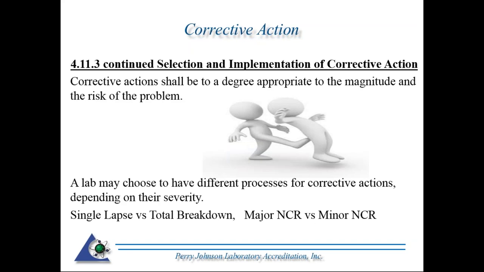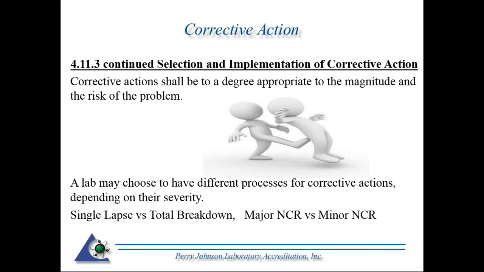So next one here is still coming under selection and implementation of corrective action. Corrective action shall be to a degree appropriate to the magnitude and the risk of the problem. The way I could think to explain this is, a lab may choose to have different processes for corrective action depending on their severity. So for example, we may have a single lapse, or we could have a total breakdown. At PJLA, when we do write nonconformances, we identify them as a major or minor.